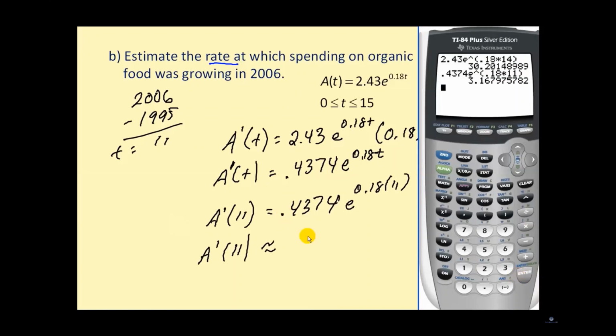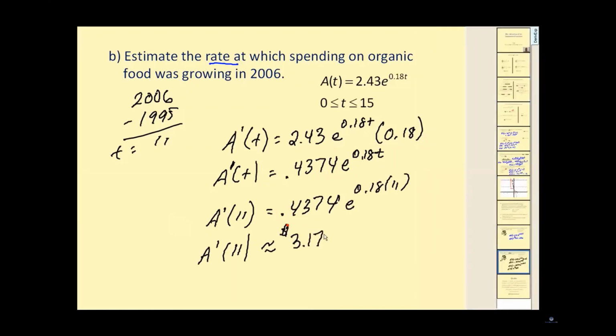Which gives us approximately 3.17. Again, this is in billions of dollars, but it's a rate. So billions of dollars, and time is in years, so per year, at that instant where t is equal to 11.